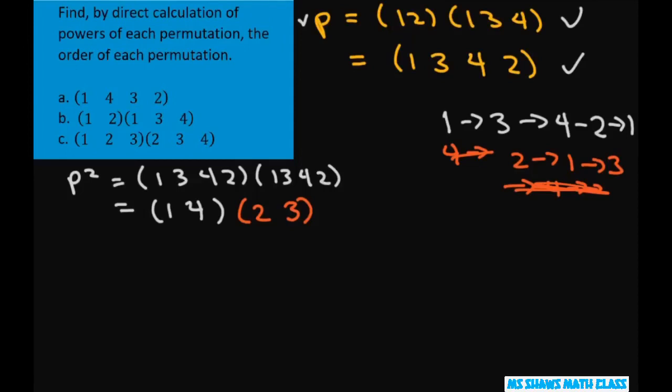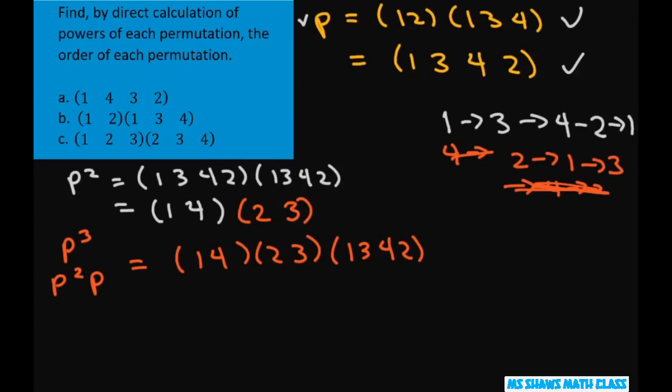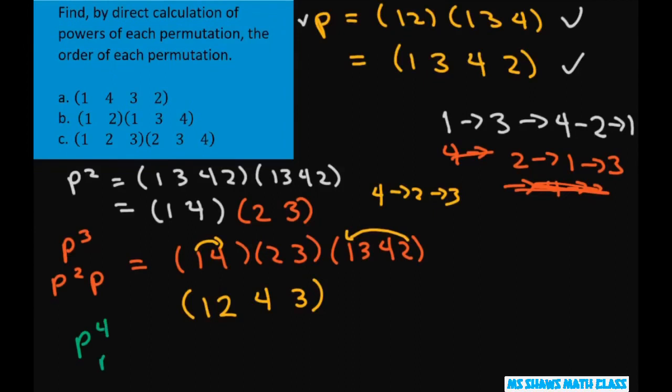All right. P cubed is just going to be P squared times P. So that's going to be (1 4)(2 3), and then you have P, (1 3 4 2). This one's going to give you 1 maps to 3, 3 maps to 4, and 4 maps to 2. So this is going to be (1 2), 2 maps to 1, and 1 maps to 4, 4 maps to 2, and 2 maps to 3. So that's P cubed.